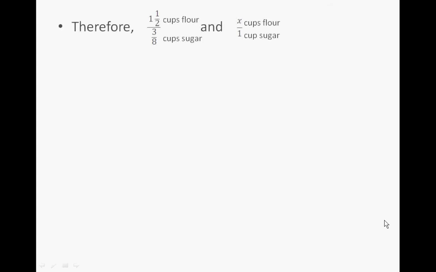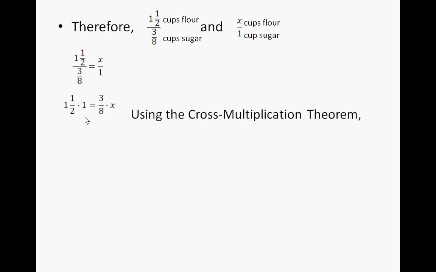All right, now that we've made those statements, we set up our proportion. Therefore, 1 1/2 cups of flour is to 3/8 cups of sugar, and we also want to know how many cups of flour there will be for 1 cup of sugar. Setting up our proportion, we can use the cross multiplication theorem. So here's another method: 1 1/2 times 1 and 3/8 times x.